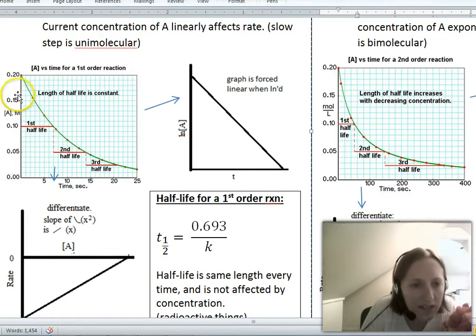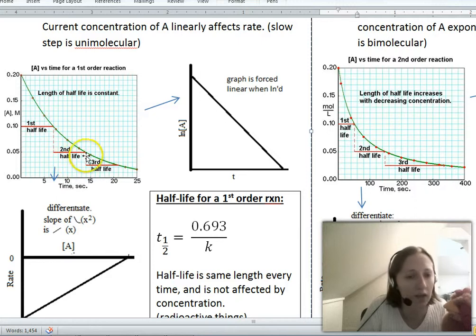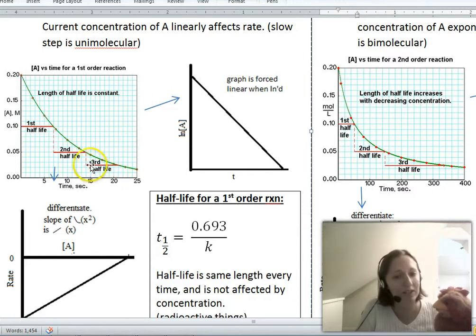What you can see is that to get from 0.2 to 0.1 took 7 seconds. The next half-life is from 0.1 to 0.05, which was from 7 to 14 seconds, so that one was also a 7-second half-life. From 0.05 to 0.025 is from 14 seconds to 21 seconds. That's the third half-life, and that's also 7 seconds. It's going to continue, cut in half every 7 seconds.